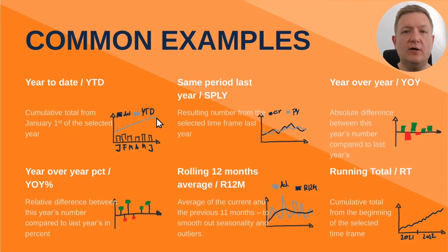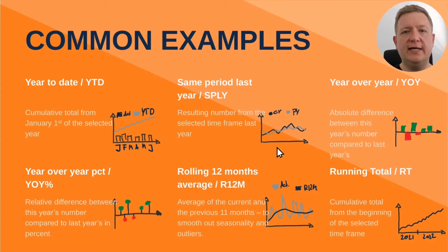A second, also very popular example is the so-called SPLY or same period last year calculation. For example, you would select one metric for the current year, and to have a reference frame, you would also want to know how did the same metric behave in the previous year, just to have a point of reference, right? Something to compare it to.